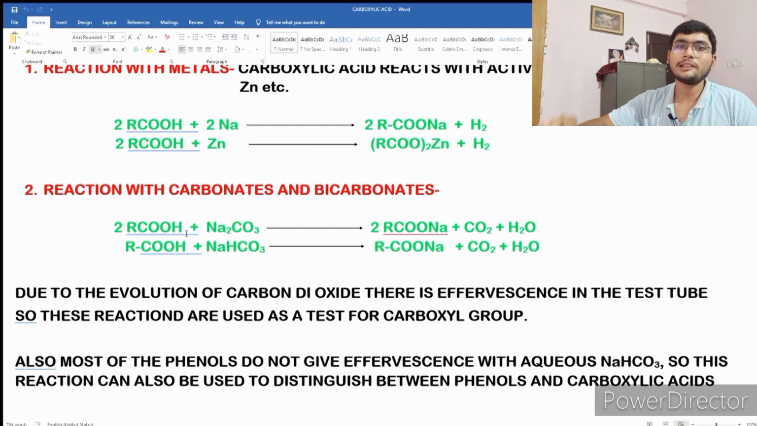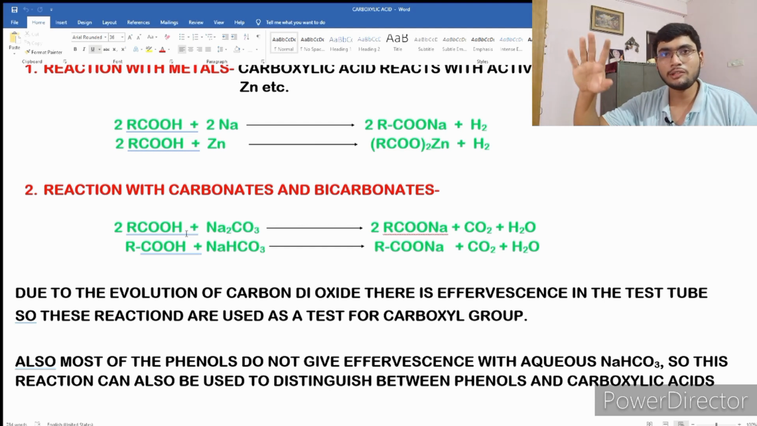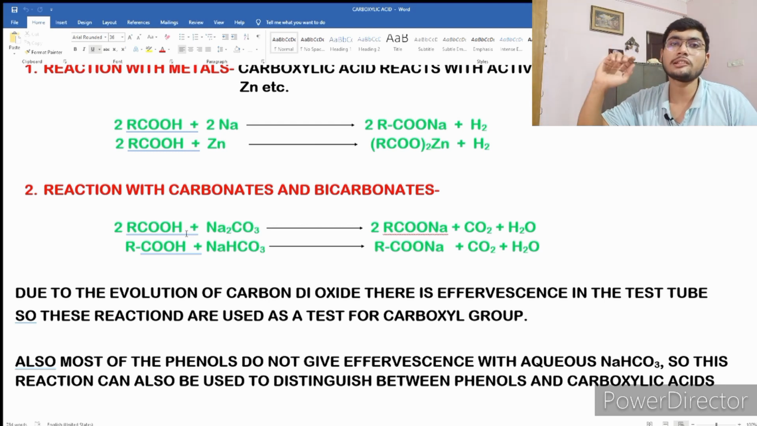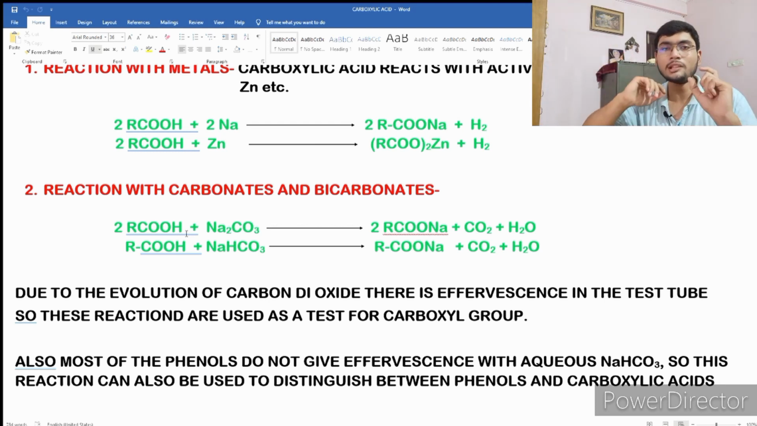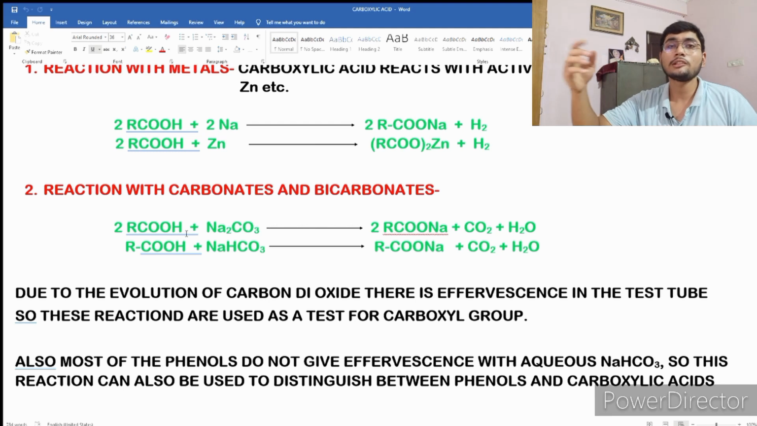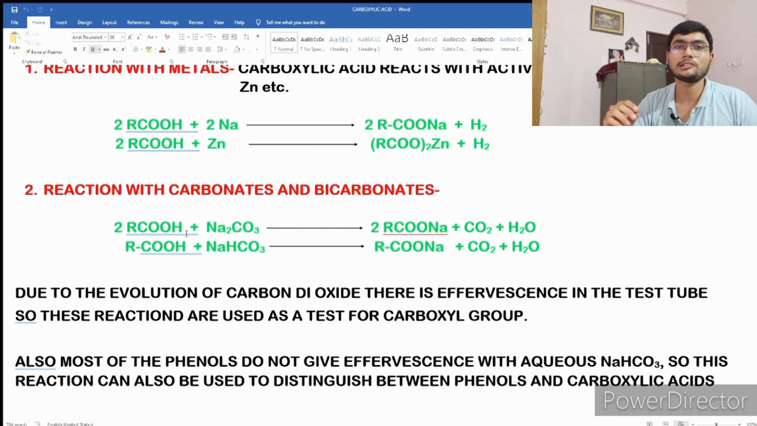But the thing is that when we react carboxylic acid with sodium carbonate or sodium bicarbonate, there is effervescence in the test tube. Suppose you have taken carboxylic acid in a test tube and you add an aqueous solution of sodium bicarbonate, for example. There you will see effervescence, and that effervescence is due to the carbon dioxide evolution.